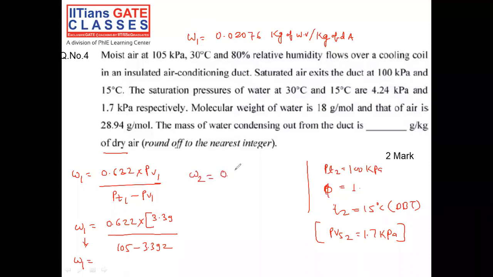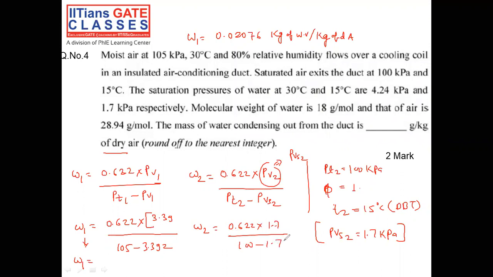So omega 2 is 0.622 PV2, and PV2 you can directly put as PVS2, divided by PT2, that is the total pressure, minus PVS2, because I already said PV2 equals PVS2. Omega 2 is 0.622 into 1.7 divided by 100 minus 1.7. If you put in the values, you will get around 0.01075. The unit is again the same, per kg of dry air.